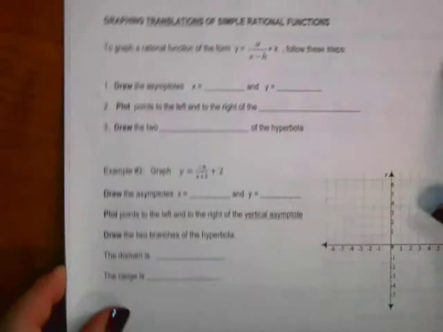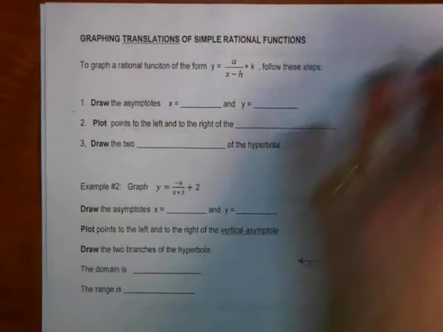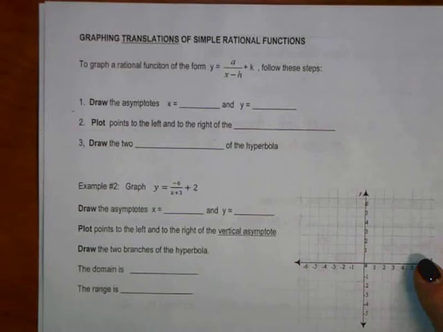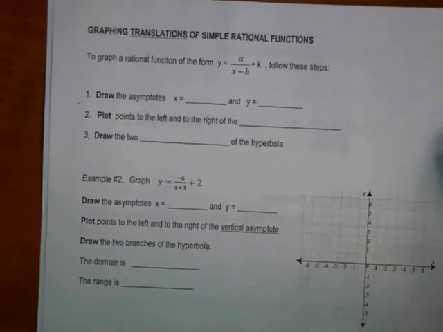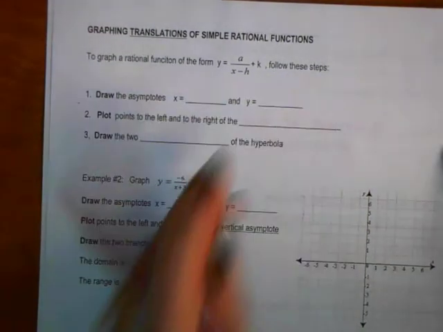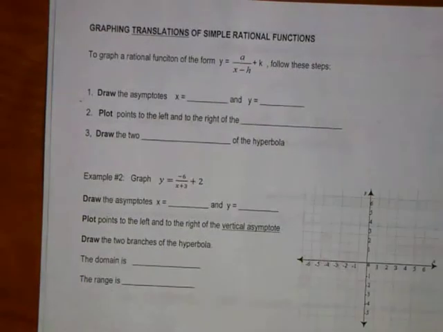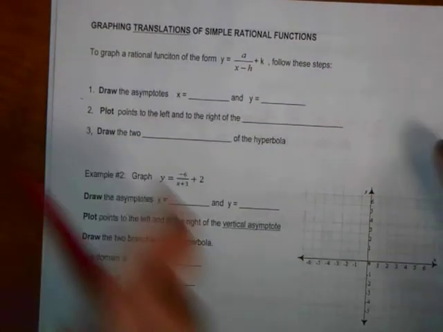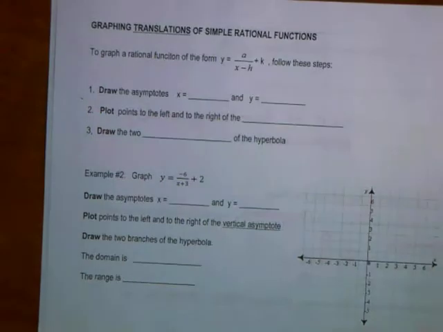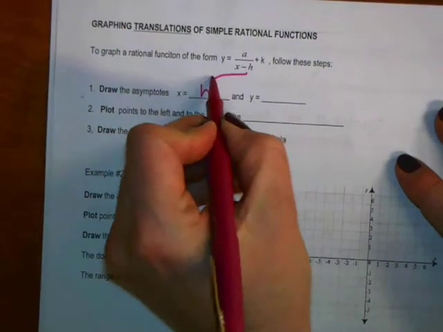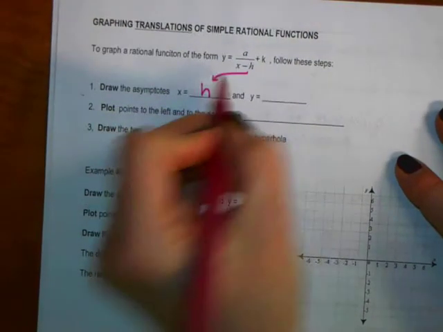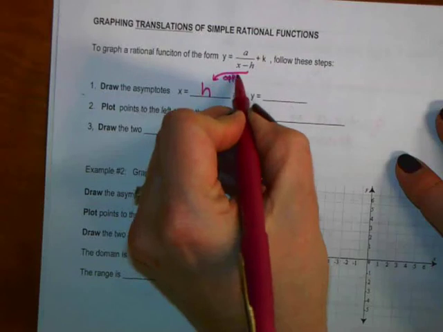Now we're going to translate them a little bit. Graphing translations of simple rational functions. To graph a rational function of this form, follow these steps. You've seen this stuff before. You've seen h and k before. You draw the asymptotes. X equals h. It's whatever the opposite is in here, if you want to think of it like that. Some people like to think of it like that.